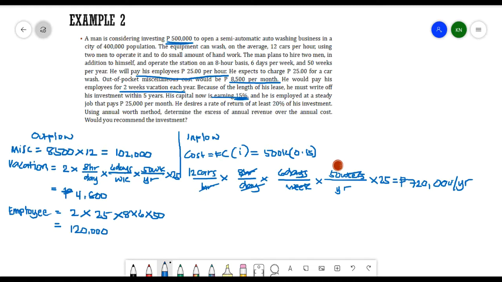And again, he has a steady job that pays 25,000 per month. Since he gave that up in order to manage the car wash by himself, you still need to add that to your outflow. So the salary is 25K per month, so you multiply that by 12, and that is equivalent to 300,000. So this is now the cash inflow and the cash outflow of the investment.